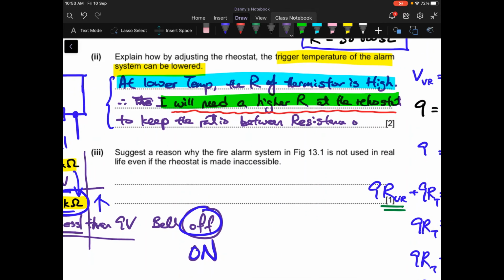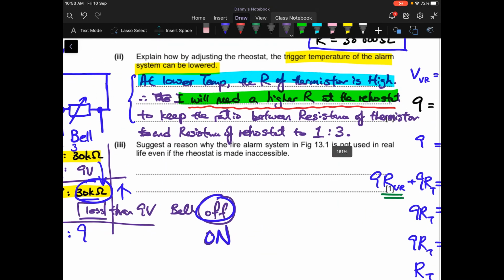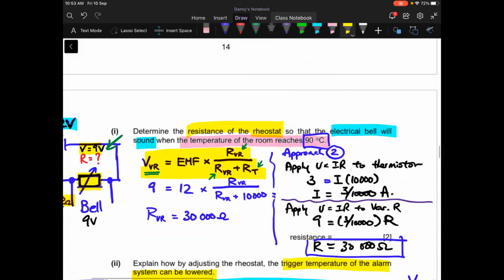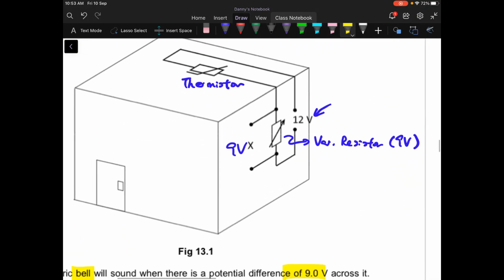Keep the ratio between, so here I would write it clearer, between the resistance of thermistor to resistance of rheostat to 1:3. Now, finish explaining. Quite clear, right? Okay, for part 3, whenever you see the question word is suggest, it means that it is an open-ended question. That means I will accept a range of answers as long as it is sensible.